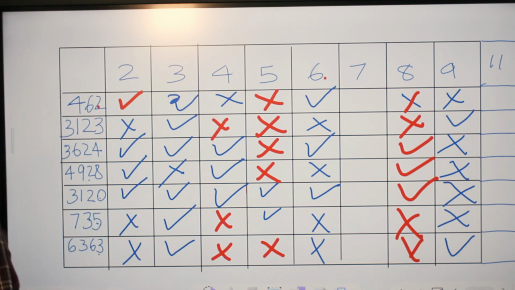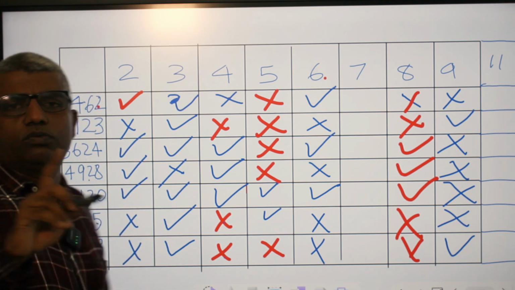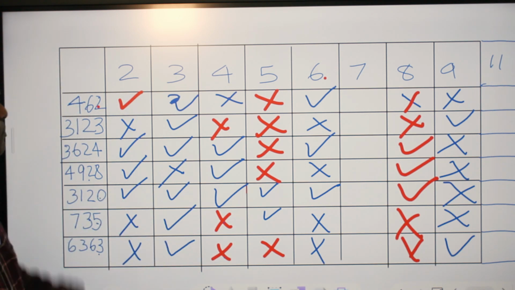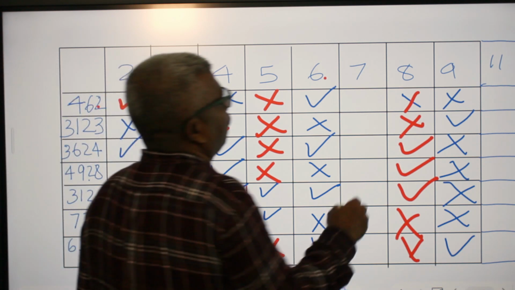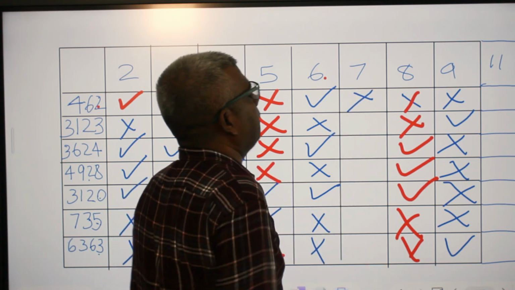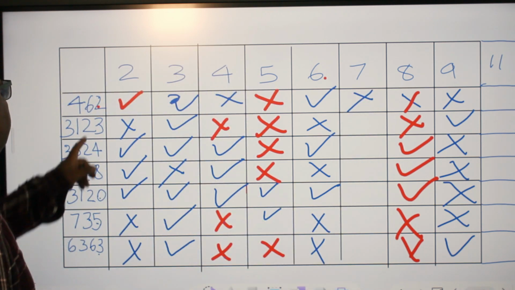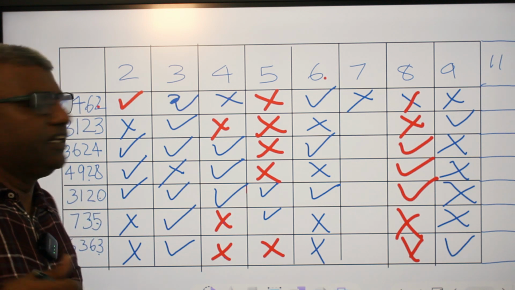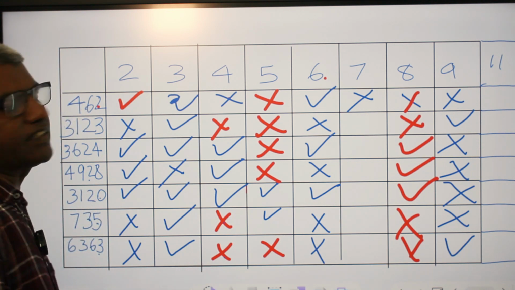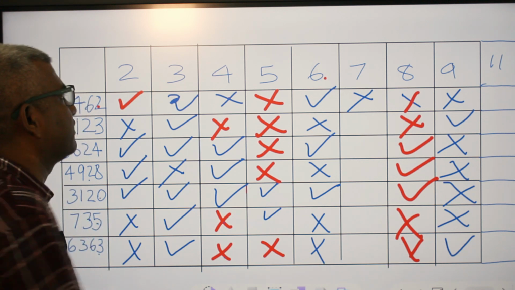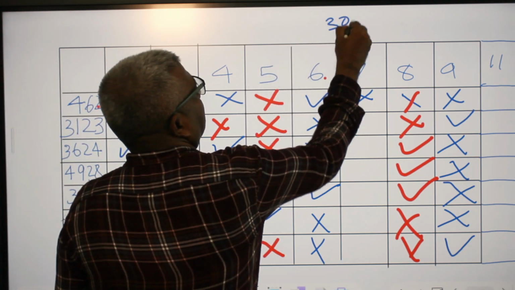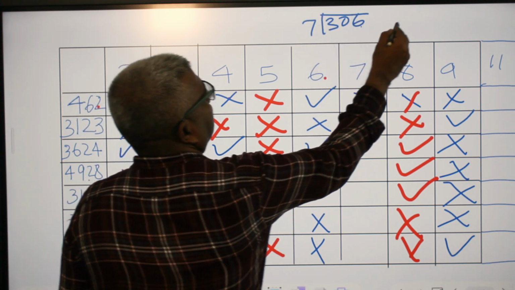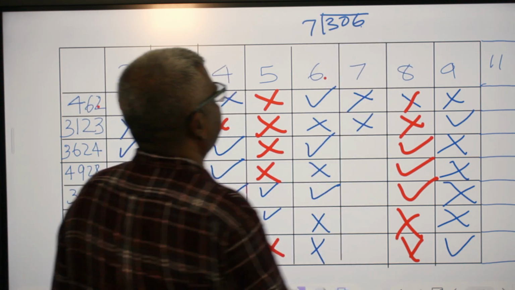Divisibility by 7. 462: last digit is 2. 2 multiplied by 2 is 4. 46 minus 4 is 42. 42 is divisible by 7. 3123: last digit is 3. Multiply by 2, 6. 312 minus 6 is 306. 306 is not divisible by 7.